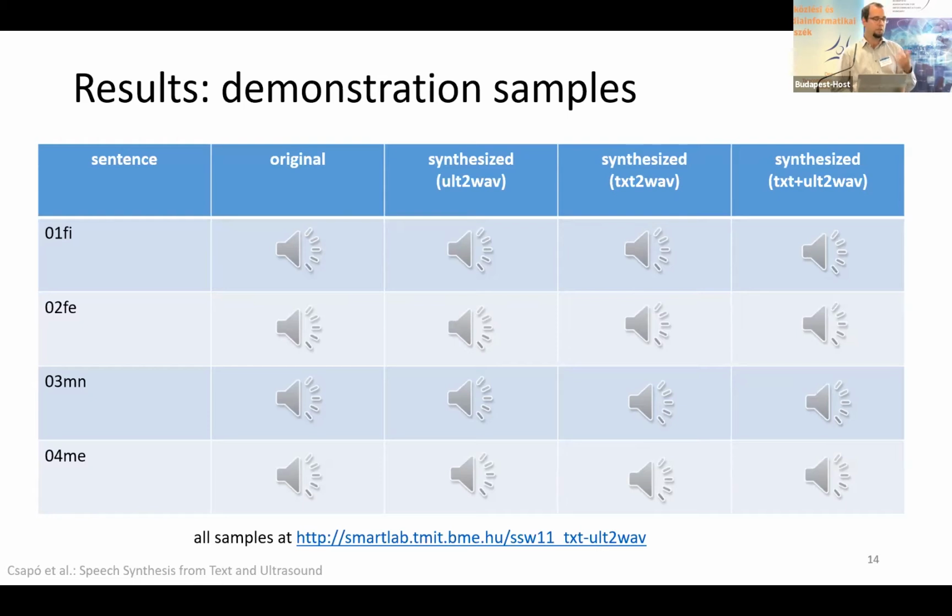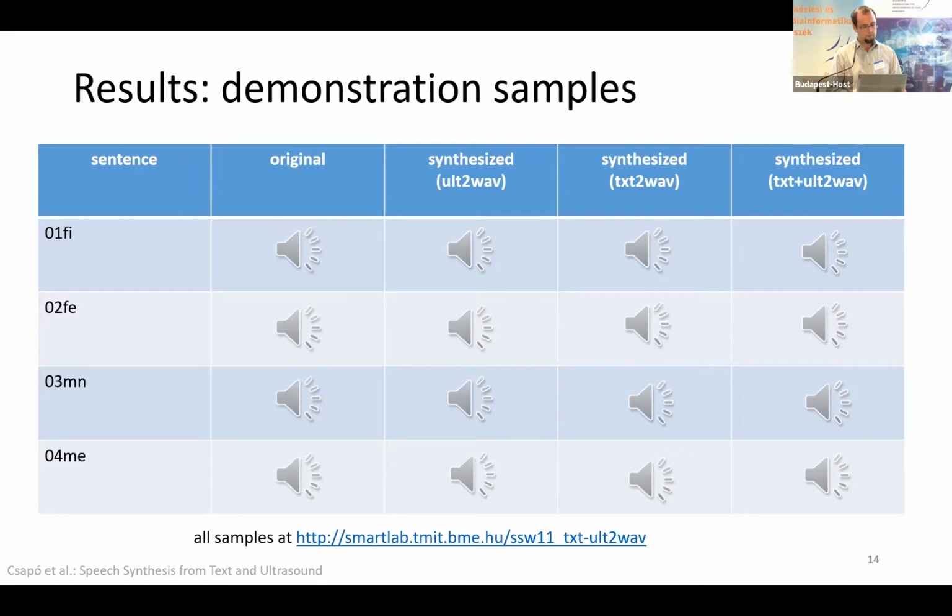If you listen to the samples, it is clear that the ultrasound to speech is very hard to understand. So the articulatory information seems to be quite limited. Text to speech works quite well, even with this limited database of about 200 sentences. And there is a slight improvement when combining text and ultrasound. I will also play samples from a male speaker.